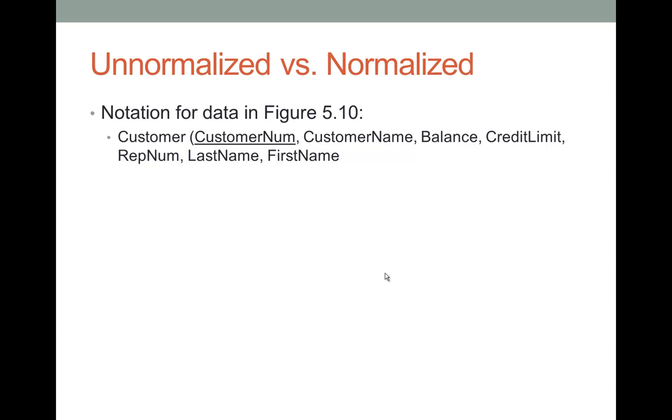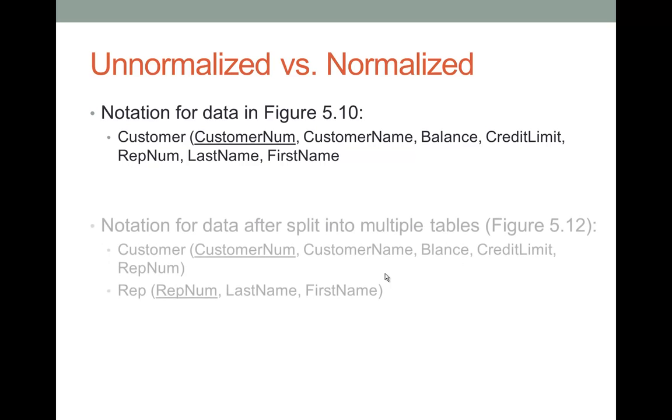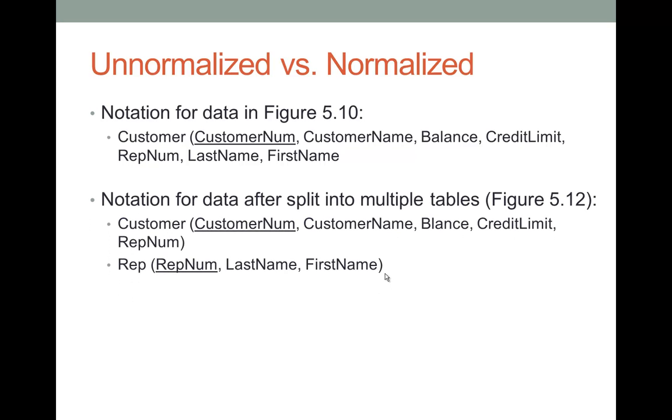But when we make this data meet third normal form, that's figure 5-12 on page 168, we again have to split the data into multiple tables, taking those last three fields, that number, last name, and first name, out of that table and putting it in its own table so that we can create a relationship between the two rep number fields.